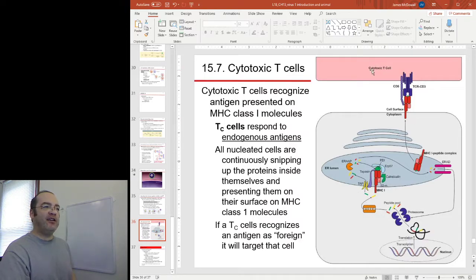Elsewhere in the body, cytotoxic T cells have been trained to recognize bad antigens. In this case, a virus is inside the cell. A virus is making viral proteins, and pieces of the viral protein are being displayed, and this cytotoxic T cell can recognize that piece of viral protein, and it now knows that this cell has been infected. It'll then deliver, once again, chemicals that will cause this cell to undergo apoptosis.